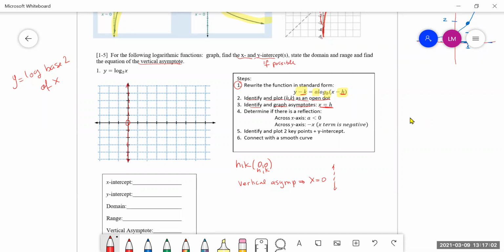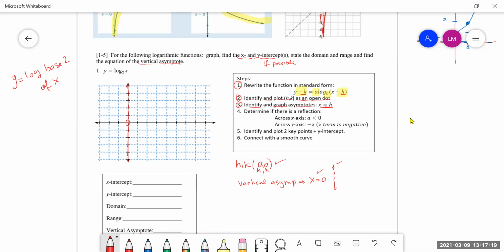Okay, so there you go. I put my asymptote. I followed steps number 1, 2, and 3. I found my starting point, which immediately let me find my vertical asymptote, and we draw it on the graph as a vertical dotted line.